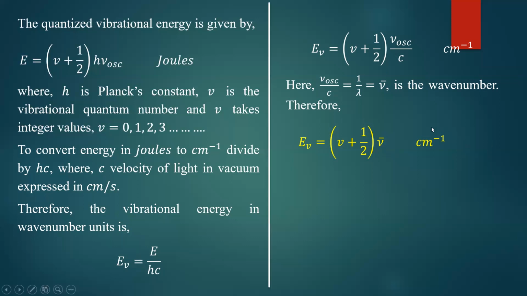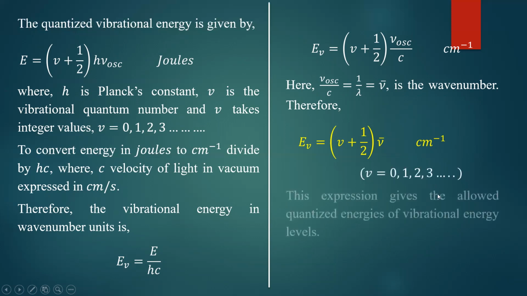Now this is in terms of centimeter inverse. Here energy is expressed in wave number in centimeter inverse. So centimeter inverse is the unit of wave number. Here v is the vibrational quantum number, which is unitless. So nu bar is the wave number, which has the unit of centimeter inverse. Here we can take v as 0, 1, 2, 3, etc.